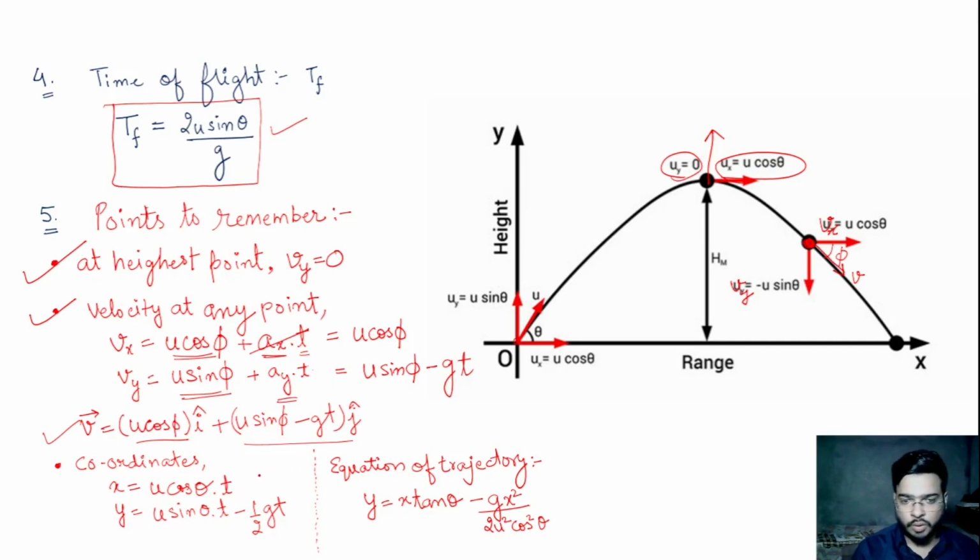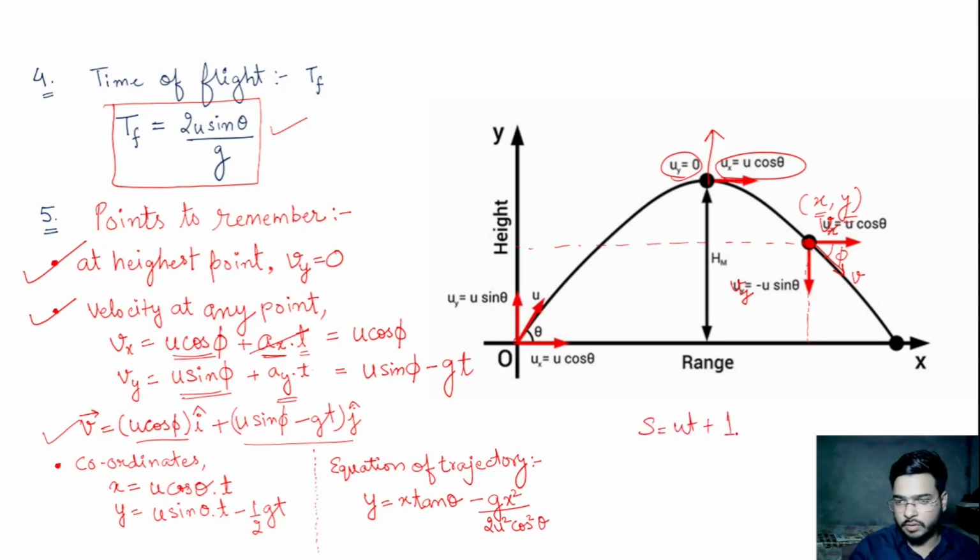Now coming to the coordinates part, we can also calculate the coordinates at any point. So for example, this is the point, this is the x coordinate and this is the y coordinate. So this point can be represented as x and y. We can also calculate x and y using the same equations of motion, right? So at first, just calculate the x component.